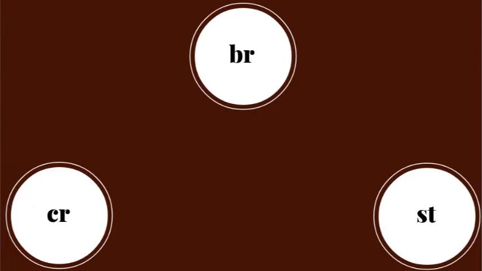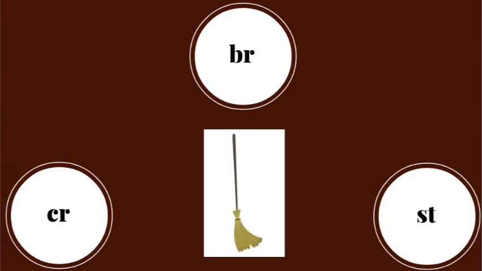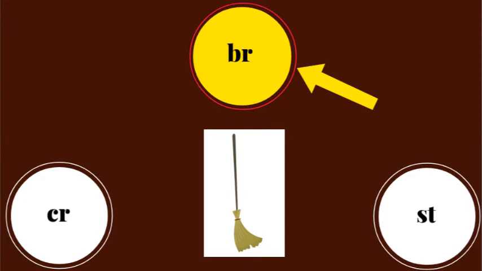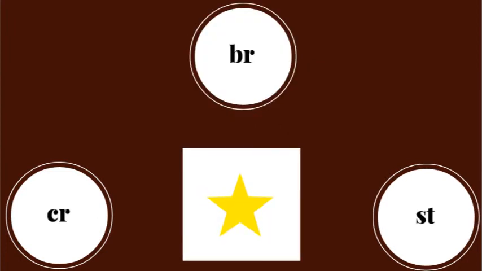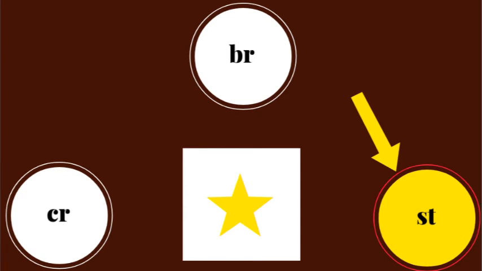Can you do that? That's a broom, and the blend is br. Because the B and the R keep making their same sounds, they just blend together. Hear it? Br. What about this one? That's easy too. That is a star, and the blend is st. It goes under the ST.